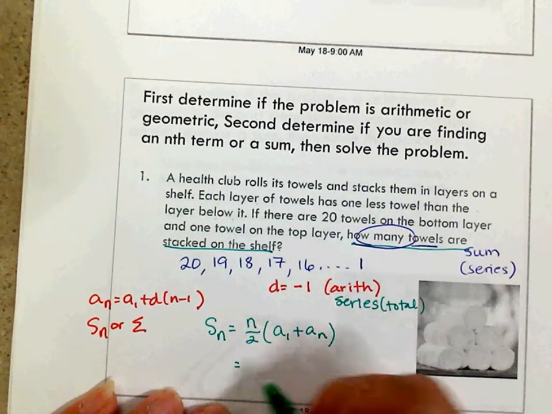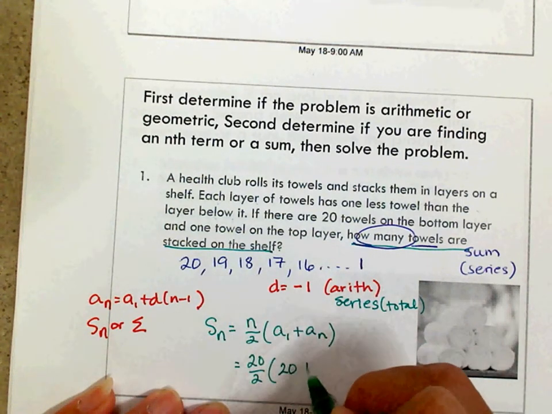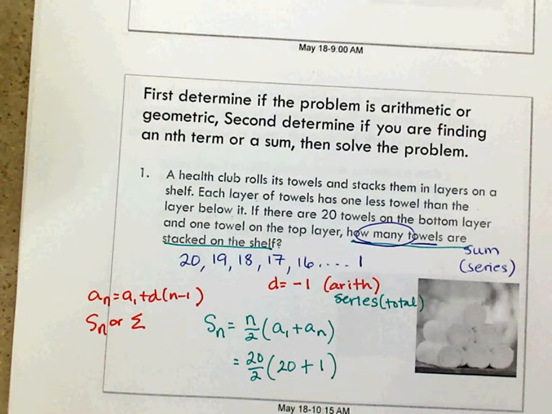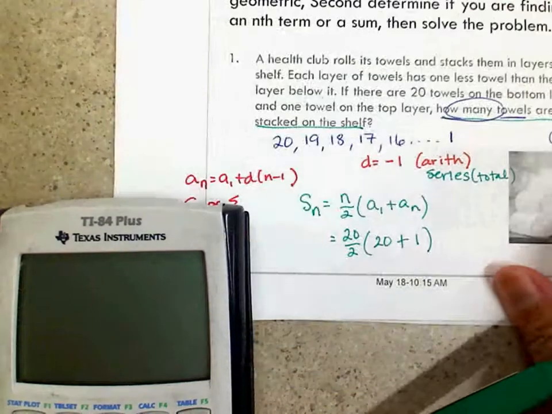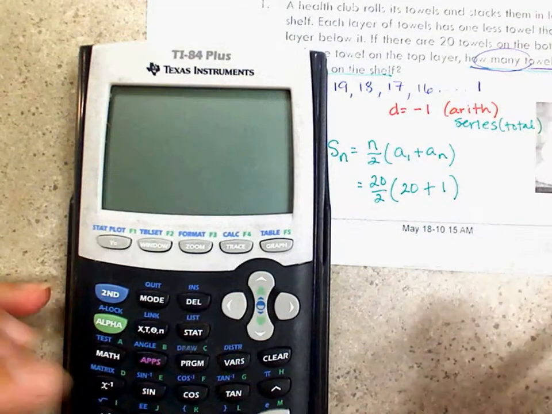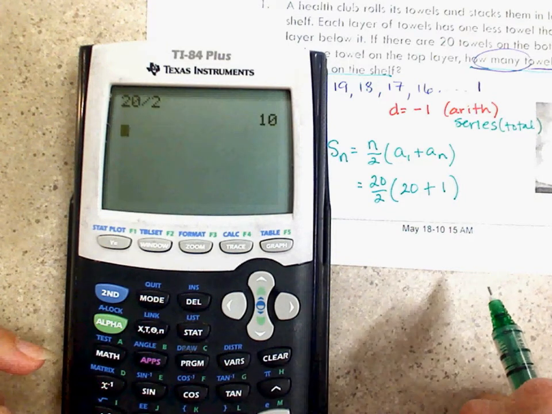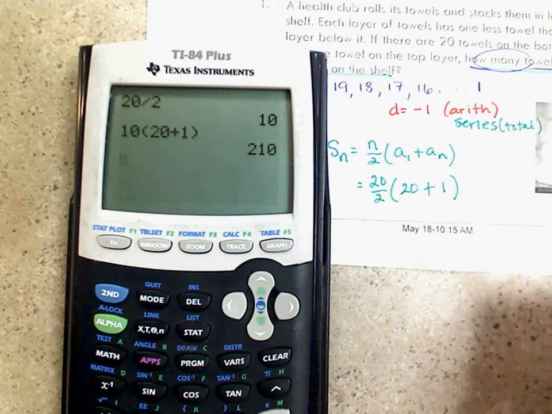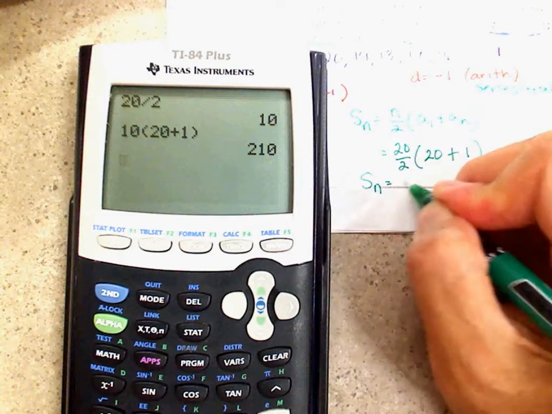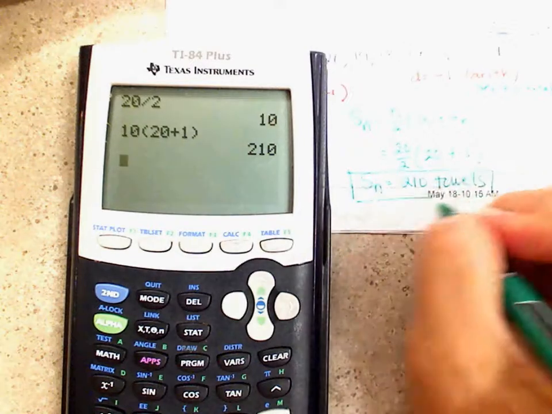So what do you have? You have 20 altogether, divided by 2. Your first term is 20, and your last term is 1. Get your calculator. So here's one way to do it. Type it just like you see it. 20 divided by 2, times 20 plus 1. So how many towels do I have altogether? Your answer is 210. Make sure you label towels. And there you have it.